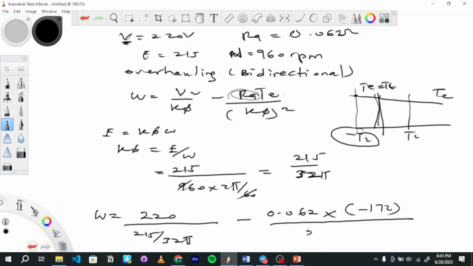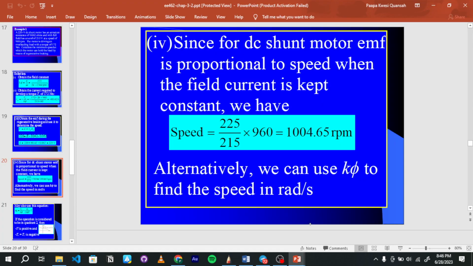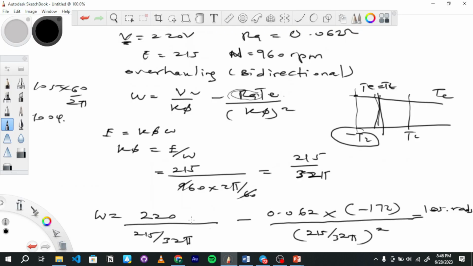Over K phi squared. K phi is 215 over 32 pi, all squared. So put it into the calculator. When you do this, you get your answer to be, I think, 105 point something rad per second. To change it to revolutions per minute, multiply your answer by 60 over 2 pi. So 105 times 60 over 2 pi gives you 1004.65 RPM.